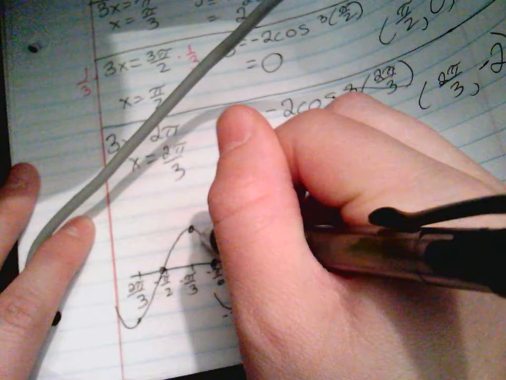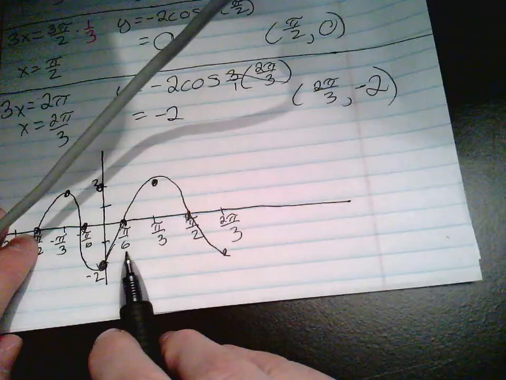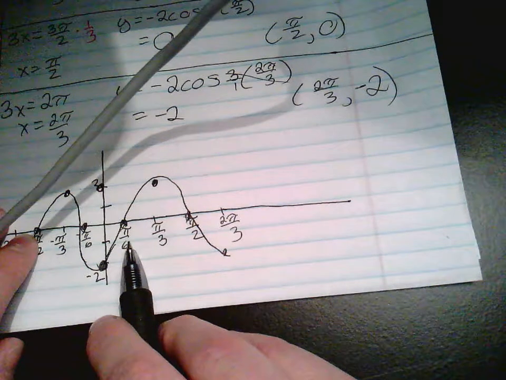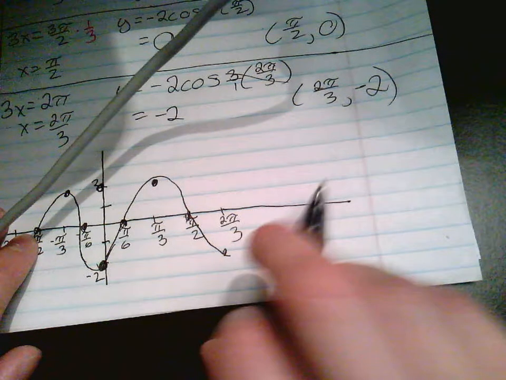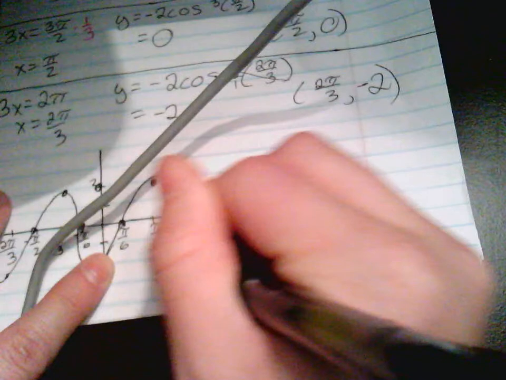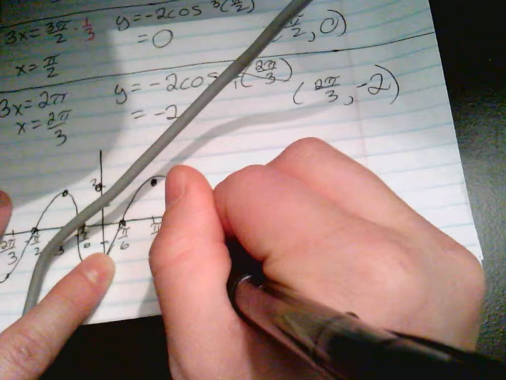Okay, that's 2 cycles. So let's do 3. 3 might have to do a little bit of adding. Okay, so you see 0 to pi over 6. So you're going to be adding pi over 6 to 2 pi over 3 plus pi over 6. You need a common denominator, so you're going to multiply this by 2.